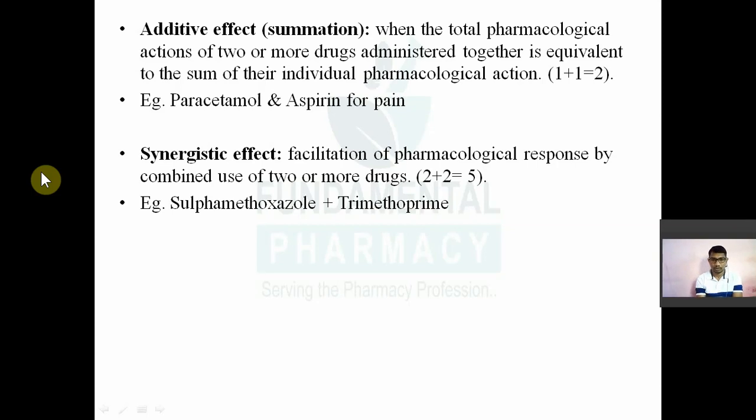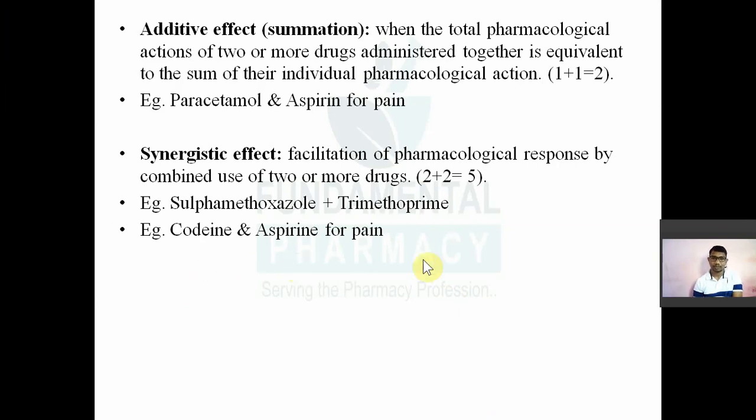Sequential block of synthesis of folic acid is done by this combination. Now, the effect of sulfamethoxazole if used singly, and the effect of trimethoprim if used singly, if you combine both, the effect gets multiplied. So multiplication of pharmacological action will be there. Okay, so that is 2 plus 2 will become 5 in the synergistic effect. Okay, so remember what is additive effect or synergistic effect.